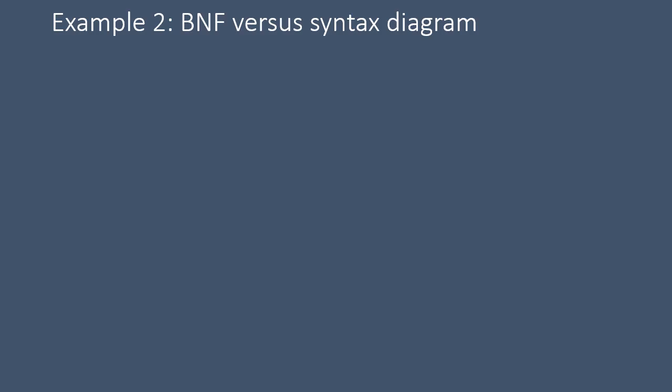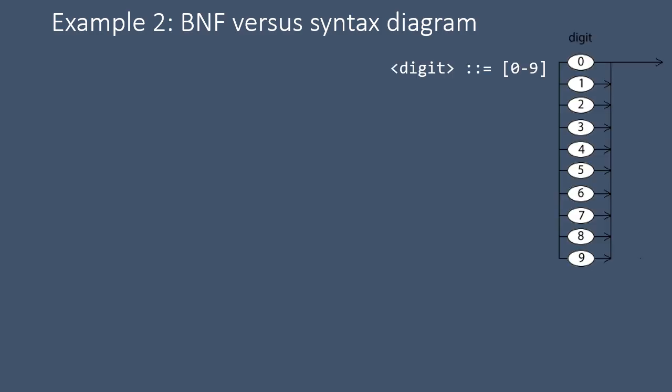Let's have a look at the corresponding syntax diagram for each of those production rules. So we have digit here, where 0 through 9 are our terminal symbols, and we can have a choice of any of those digits. Notice they are in parallel, so we can only choose one of those digits out of those 10.